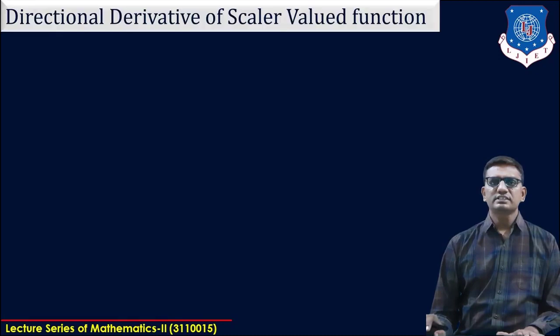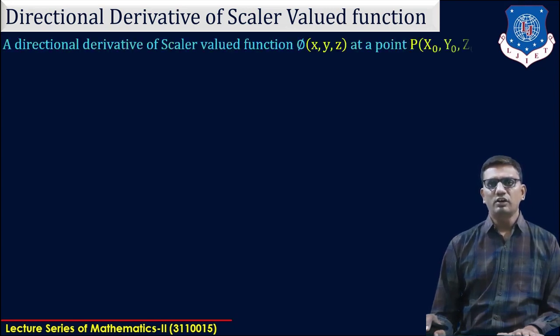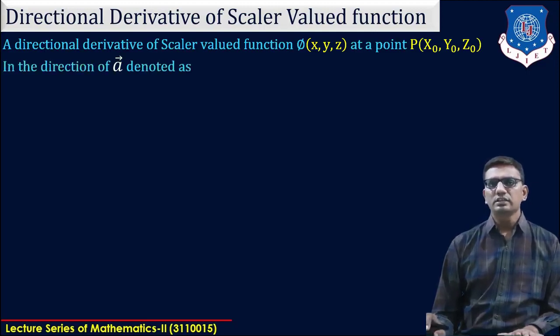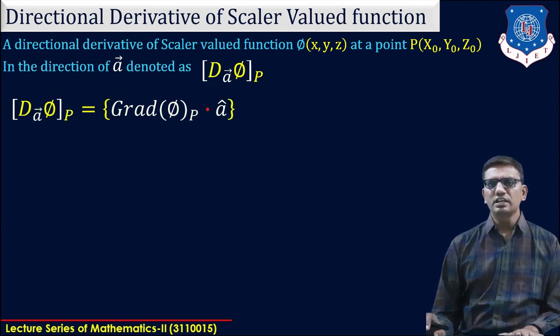Now we will discuss the directional derivative of a scalar valued function. Here the directional derivative of the function phi of x, y, z at a particular point x0, y0, z0 in the direction of a bar is denoted as D a bar phi at point P, and it is defined as the gradient of phi at point P dot product with a caret.